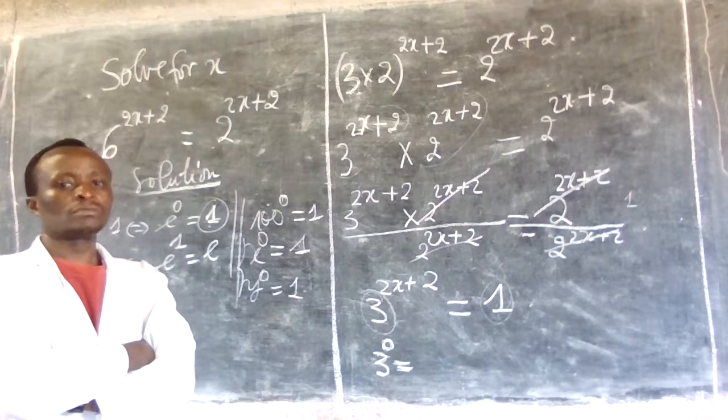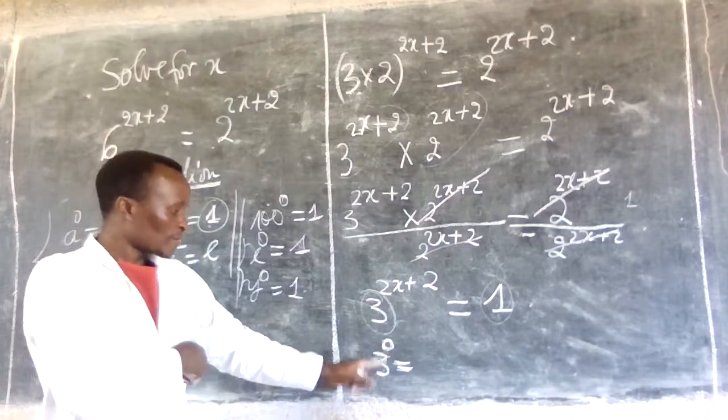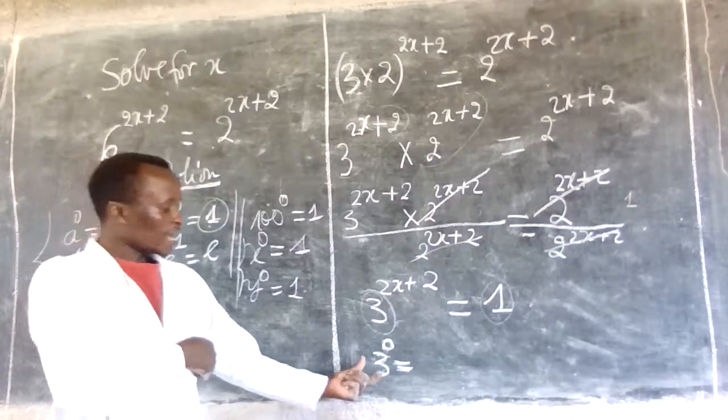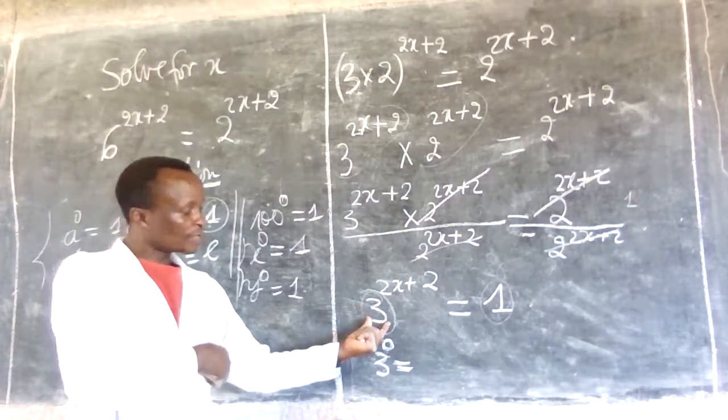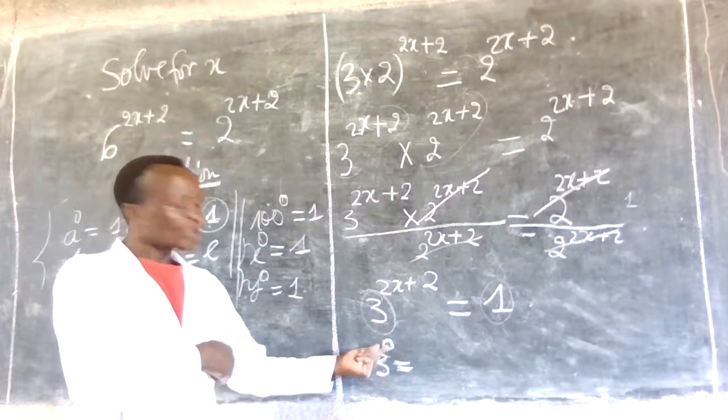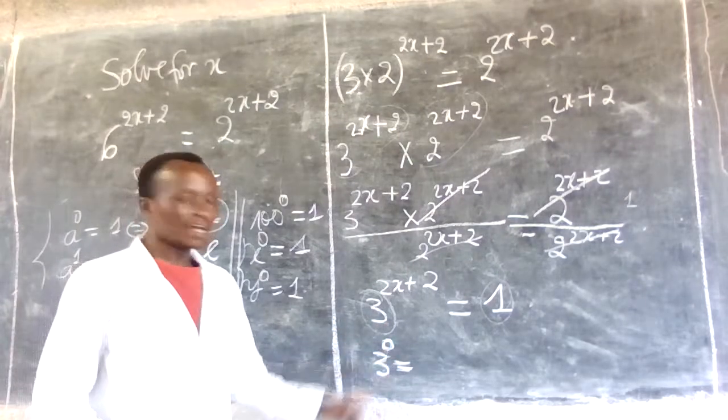I'm waiting for you. Any number power 0? Randomly we take 3, because here we have a 3. 3 power 0, in the comment. What is the answer?